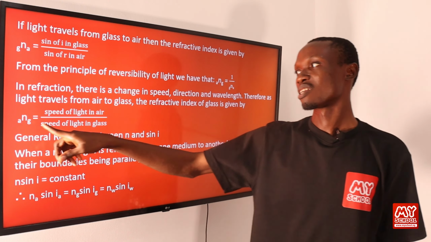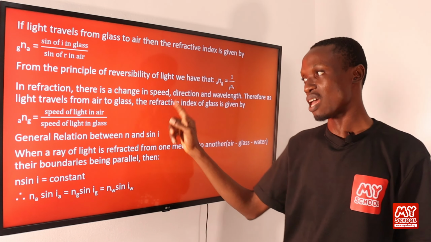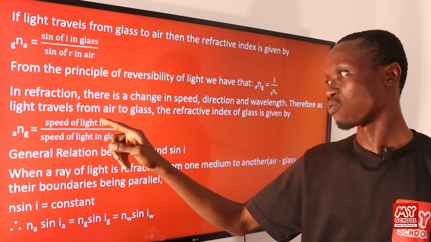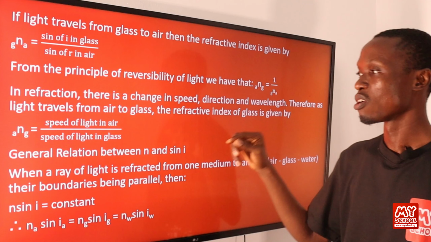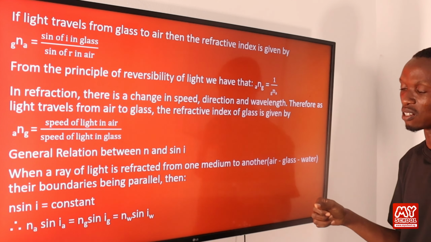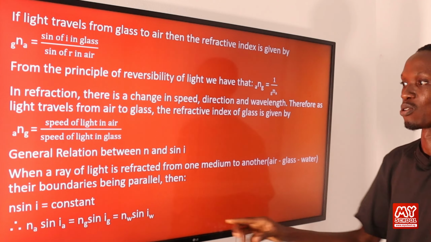Now therefore, as light travels from air to glass, the refractive index of glass is given by the speed of light in air all over the speed of light in glass. But there is also a relationship between refractive index and the sine of the angle of incidence. So this is it.